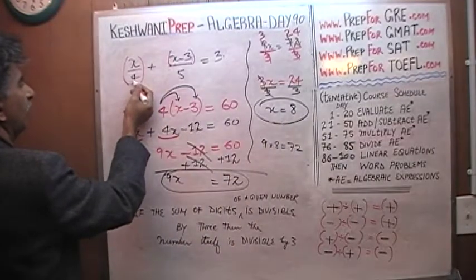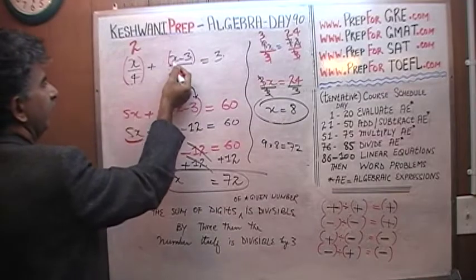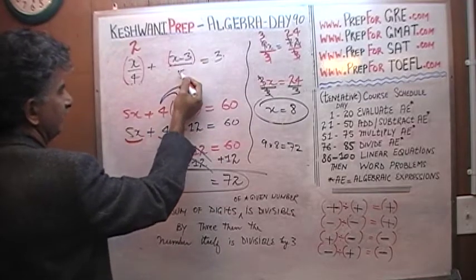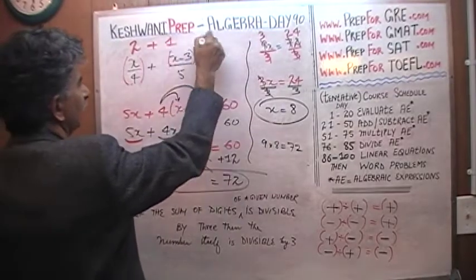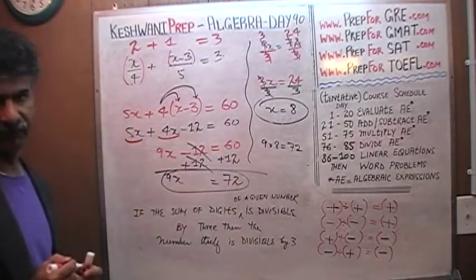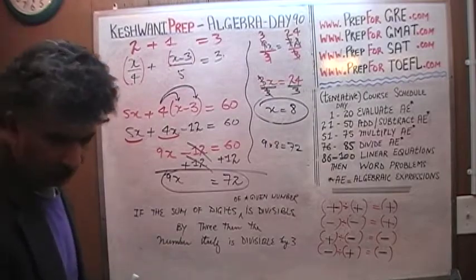8 divided by 4 is 2. 8 minus 3 is 5. 5 divided by 5 is 1. 2 plus 1 is 3. Voila. It works.